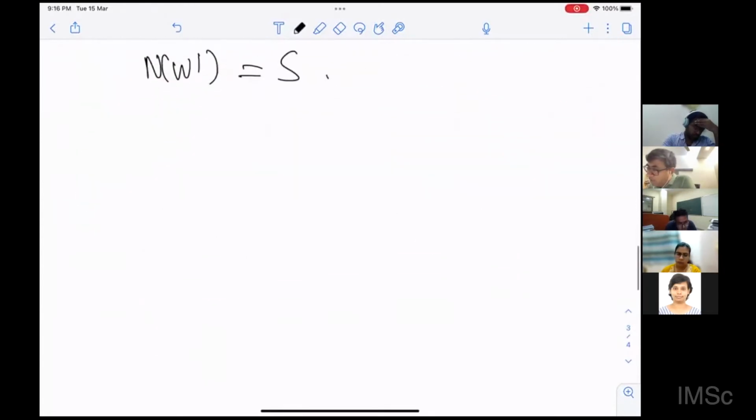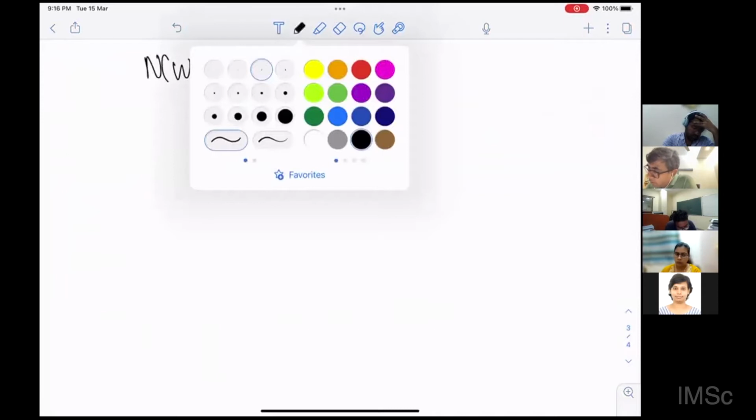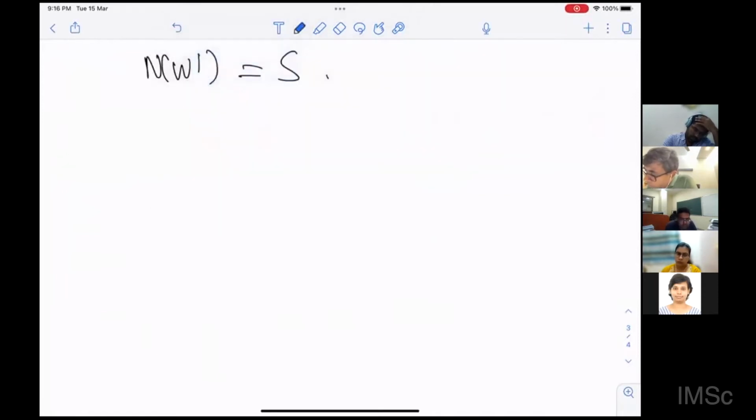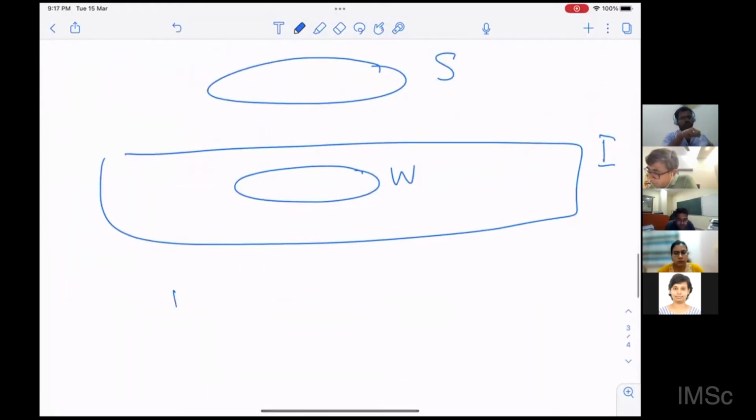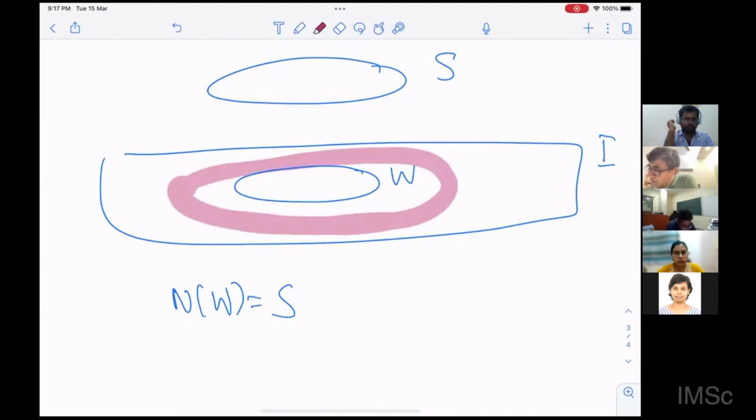So basically, if you look at the picture, this is my S, which is a vertex cover, and here is my set I, which is an independent set, and here is my set W. What is the property of this? That the neighborhood of W is equal to S. Now, look at any other set which contains W. Look at this W prime. So where is the neighborhood of W prime?